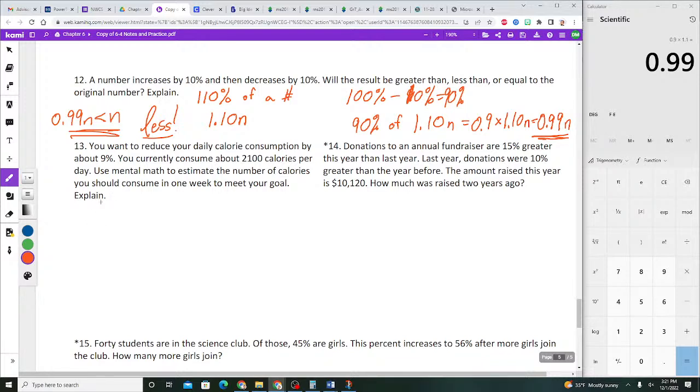First things first, I'm going to change the 9% to a 10% because I can work with 10% easier. And then I'll change the 2,100 to just 2,000 because I can work with that easier. And what I recognize is that I want to reduce by 10%. So 10% of 2,000 is 200. So I want to take off 200 calories from my normal consumption every day, which means that I'm looking at around 1,800 calories per day.